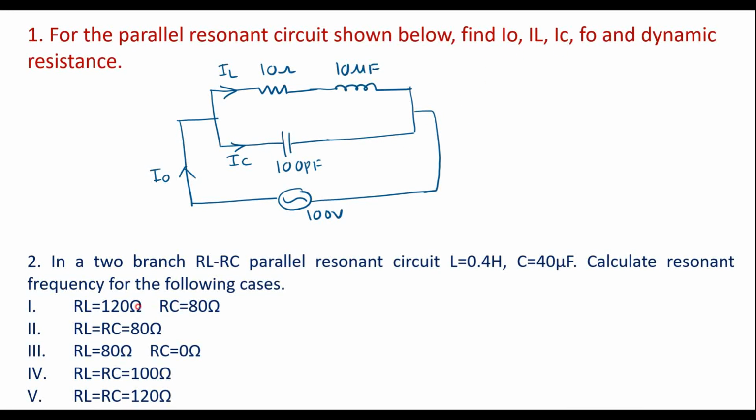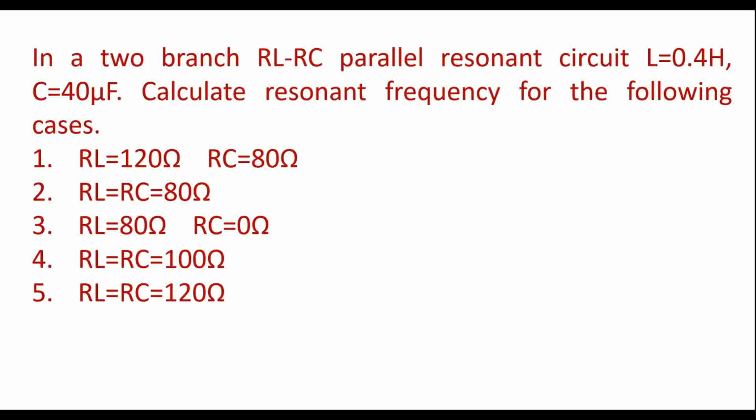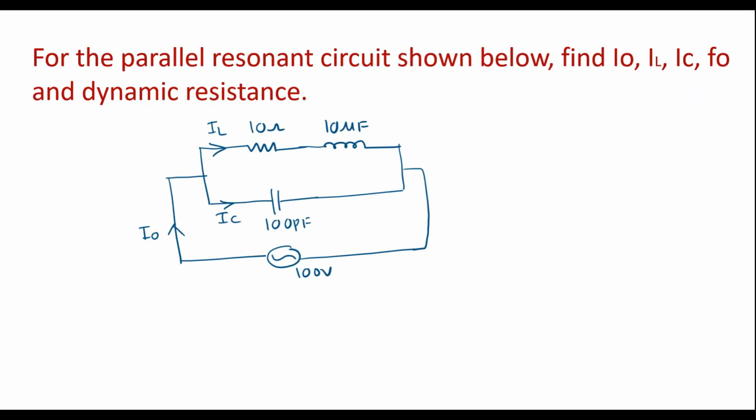And in the second problem, in a two-branch RL, RC parallel resonant circuit, L and C values are given. We are supposed to calculate the resonant frequency by considering these different cases. Let me consider the first example, that is the parallel resonant circuit. For the parallel resonant circuit shown below, find all these parameters.